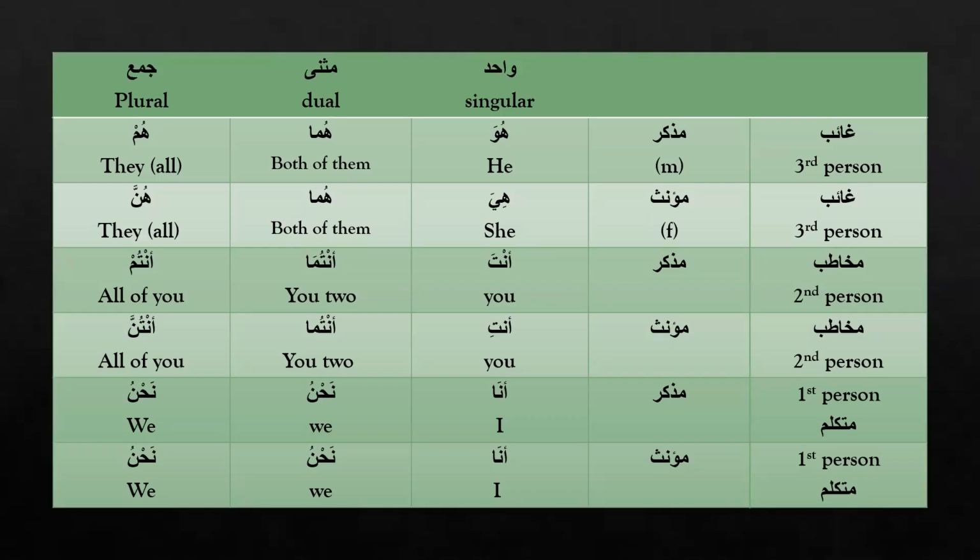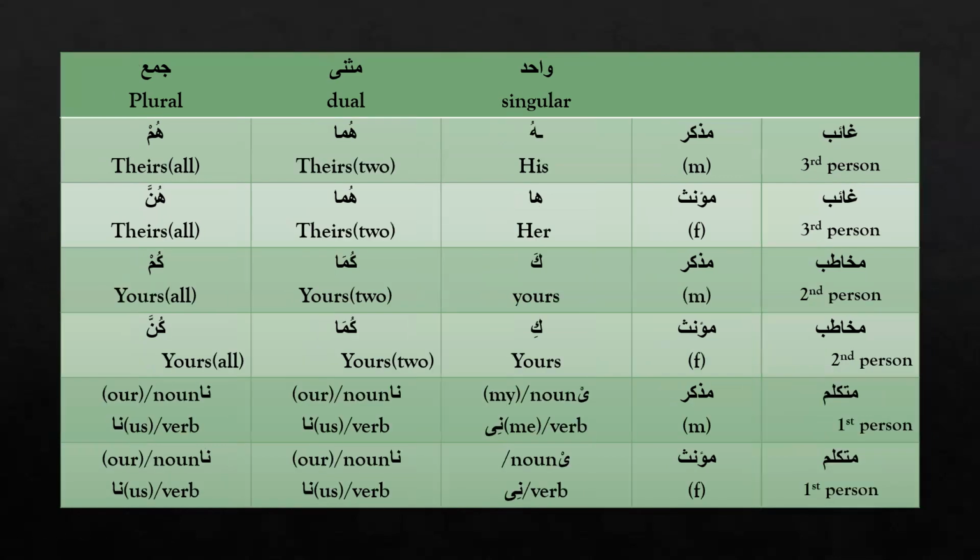Again, here you can see the chart for the damair munfasil, the detached pronouns. And here is the chart: huwa huma hum hiya huma hunna anta antuma antum anti antuma antunna ana nahnu. This is the chart for the detached pronouns, as we are going to use it for making a fail chart, inshallah. And this is the attached pronouns chart.